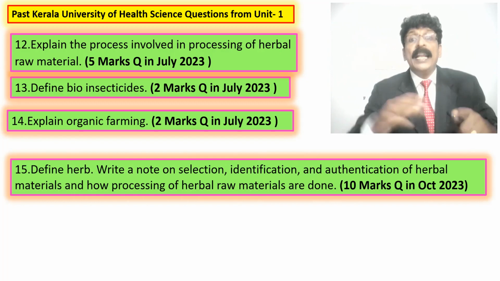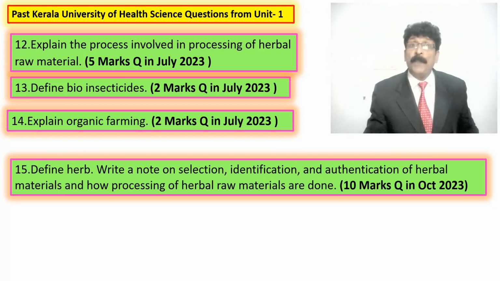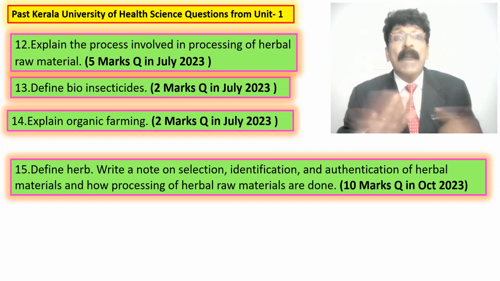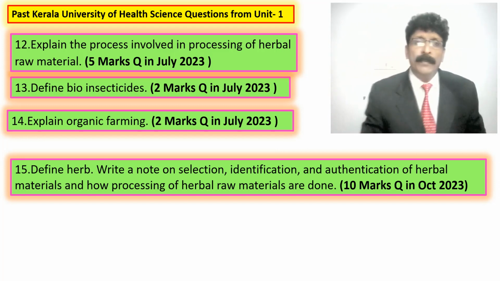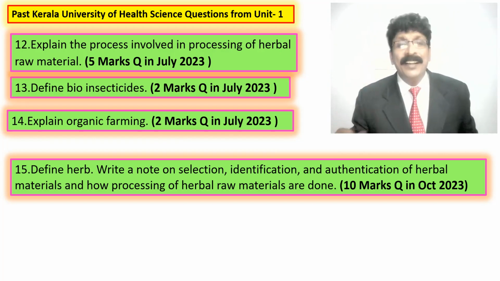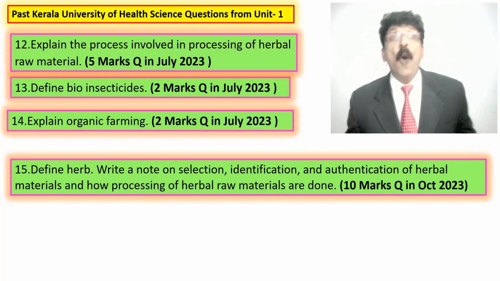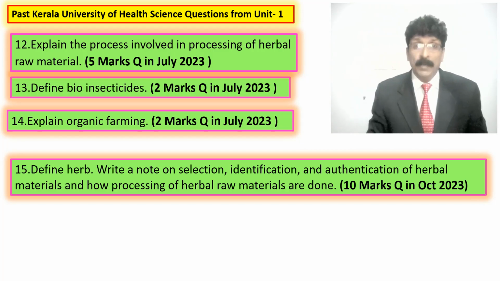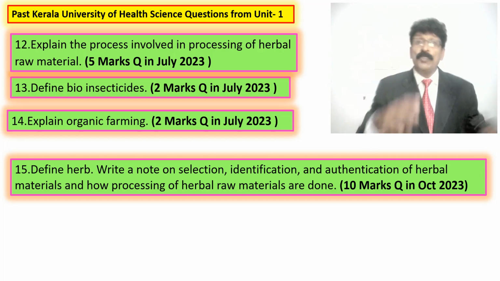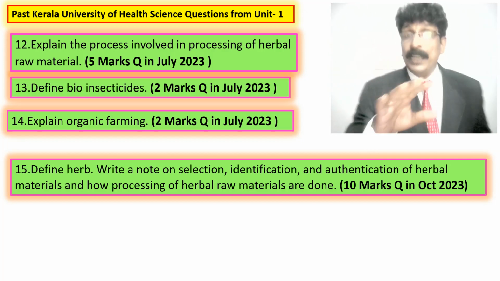You see the next one, again a 10 mark question in the next question paper of October 2023. They asked: define herb, write a note on selection, identification and authentication of herbal material, and how processing of herbal raw materials is done. The 5 mark question and 2 mark question, all together they asked as a 10 mark question.